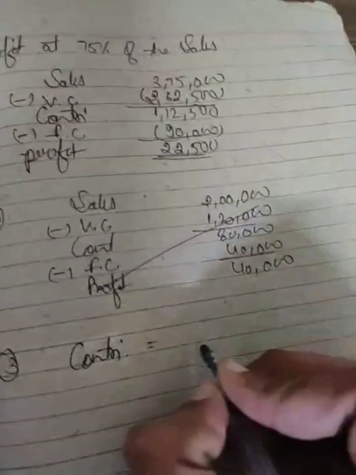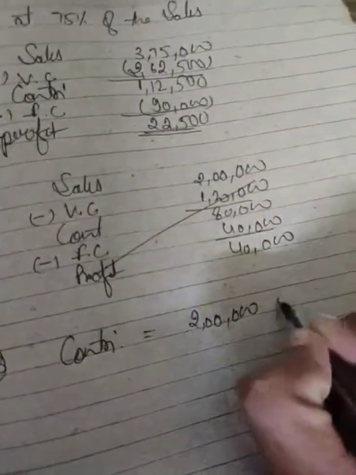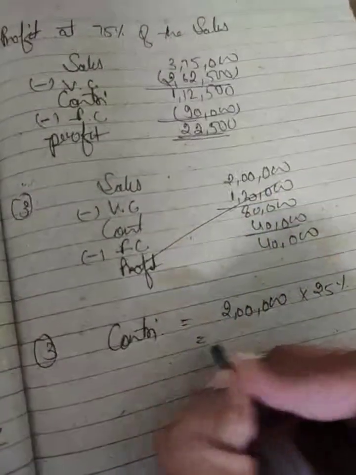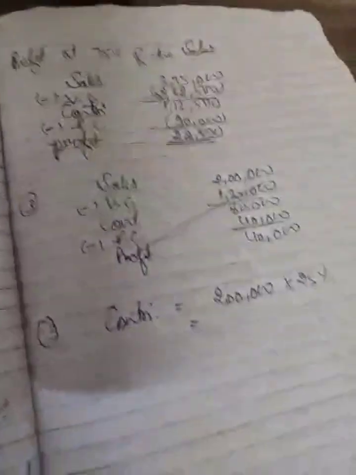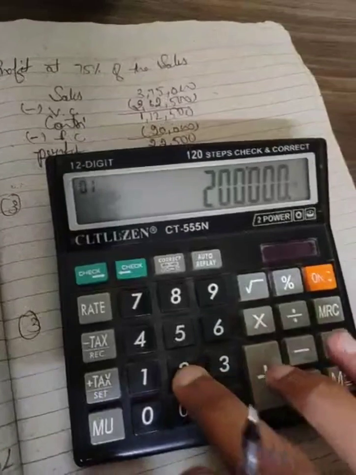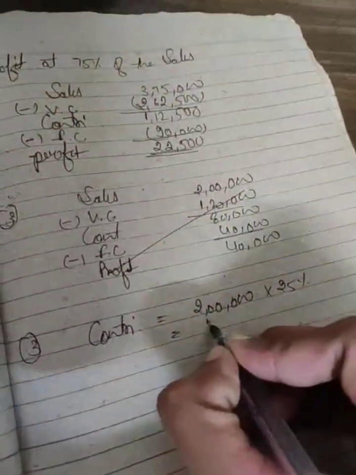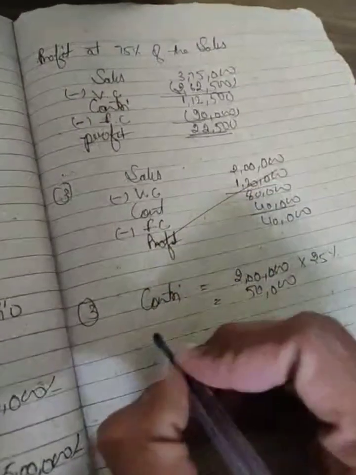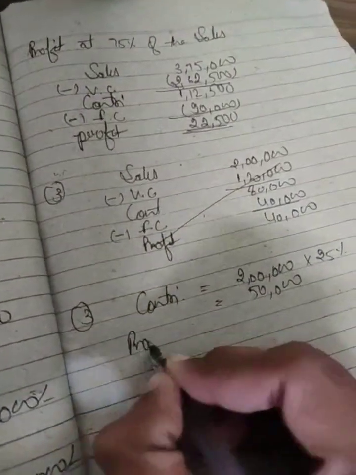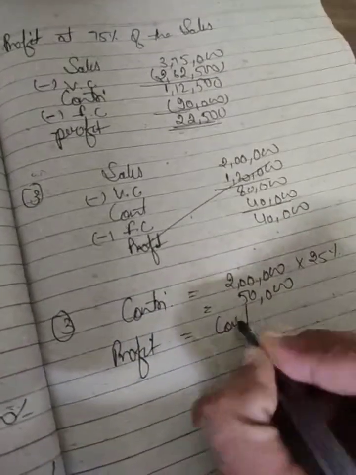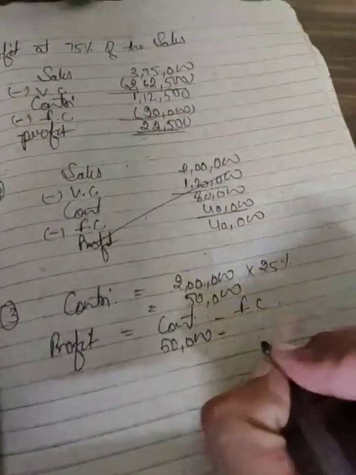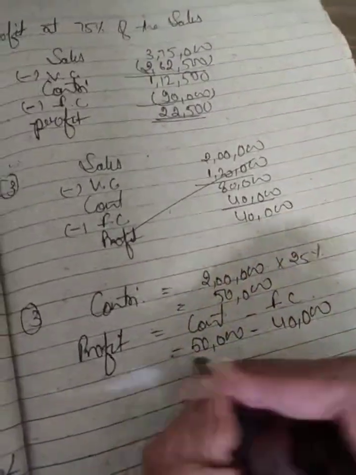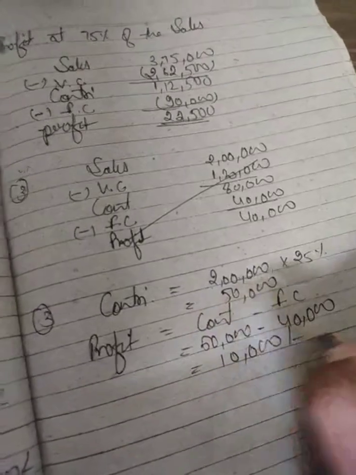Sir, 2 lakh is our sales, and of this 2 lakh, 25% is our contribution. That means one fourth of this. So 2 lakh into 25%, that means 50,000 is our contribution. Now profit is what? Contribution less fixed cost. Contribution is 50,000, right? Now fixed cost is how much? It is given that fixed cost is 40,000. So if we reduce 40,000 from this, we will arrive at the profit figure, which is 10,000.